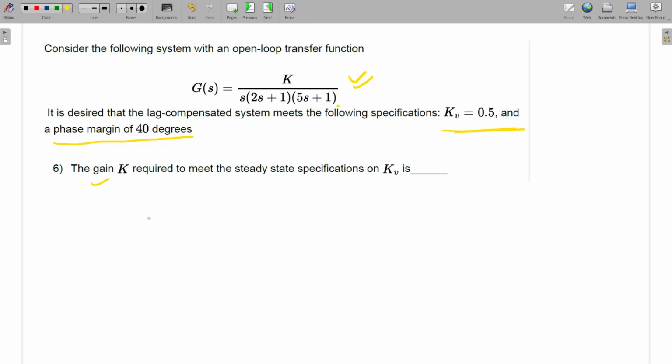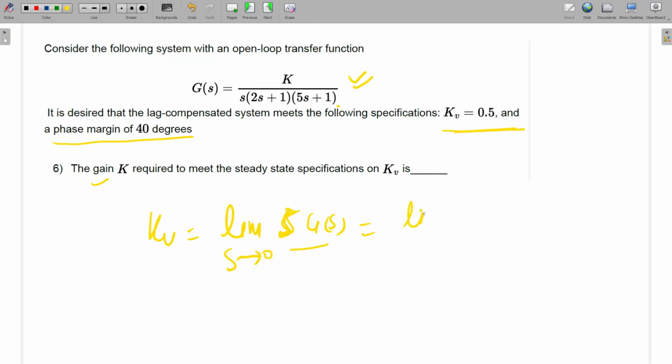So what is the Kb? Kb is equal to limit s tends to 0 of s square G(s). Is it correct, s square G(s) or sG(s)? Kb will be sG(s). Acceleration will be s square.